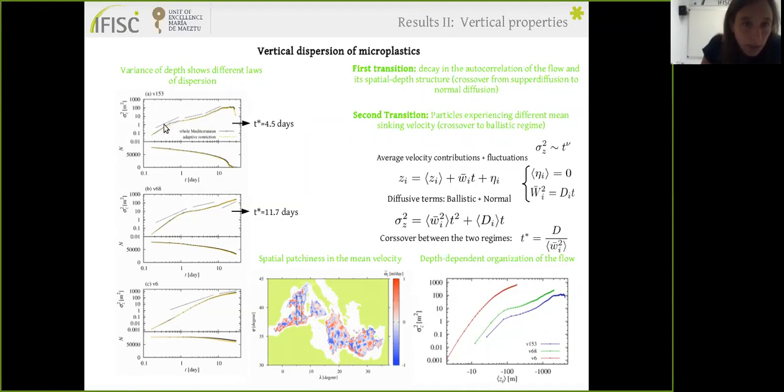So here, for example, in the beginning of the simulation for the fastest sinking particles, we look at a regime that is superdiffusive because the diffusion exponent is greater than two. But this occurs only for times less than 1 day. After that, we recover a normal diffusion. And around day 4.5, we get a ballistic regime, a ballistic diffusion with the diffusion exponent equal to 2.